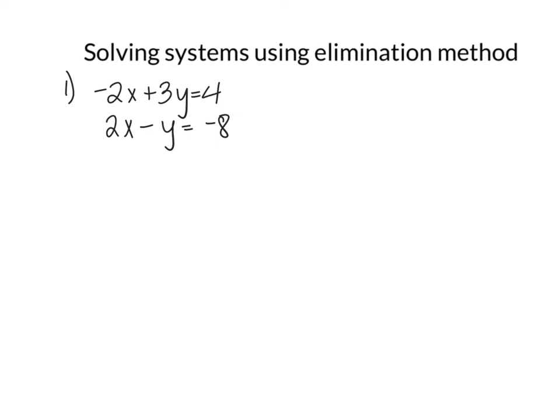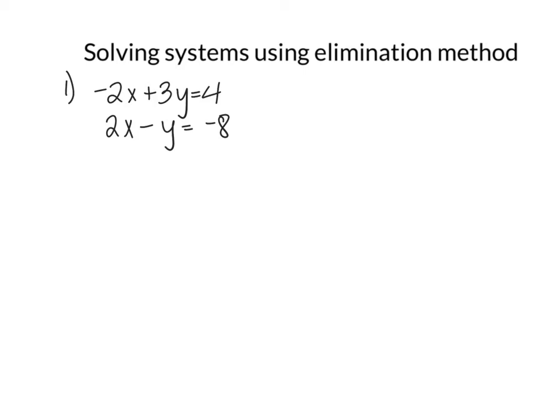All right, I'm going to go over a couple more examples of solving a system using the elimination method. Elimination method is when we add the two equations together to cancel out or eliminate one of the variables. In order for that to happen, we need to have variables that have opposite coefficients.